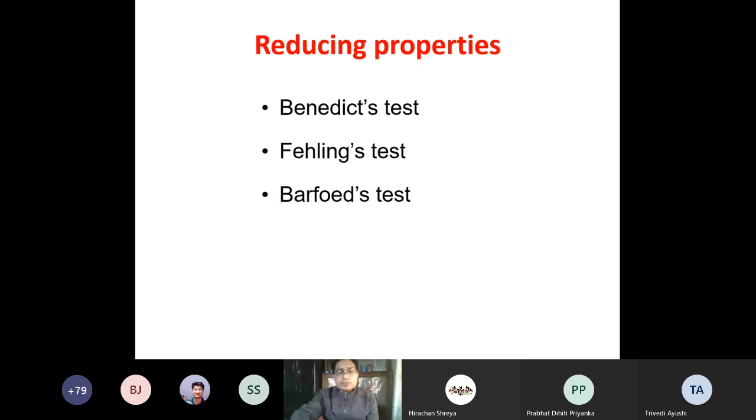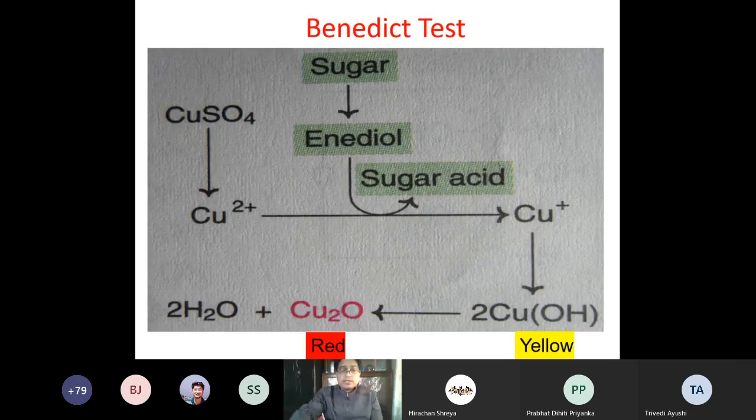To demonstrate the reducing properties, we can perform Benedict test, Fehling's test, and Barfoed test. Among these tests, Benedict test and Barfoed test we will be doing in our laboratory too. Benedict test will distinguish between the reducing and the non-reducing carbohydrates. Reducing carbohydrates will form enediol, and enediols are highly reducing. That's why they reduce in this Benedict test. Fehling's test we will not be doing, and the Barfoed test we will be doing to differentiate between the monosaccharides and the disaccharides in our practicals to demonstrate the reducing property.